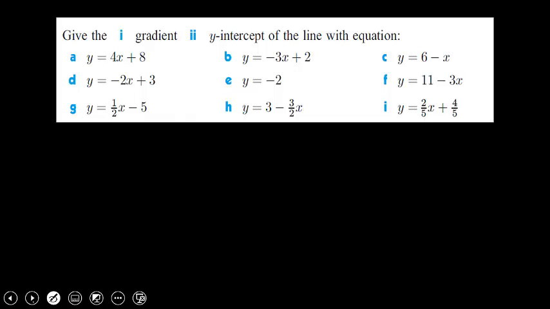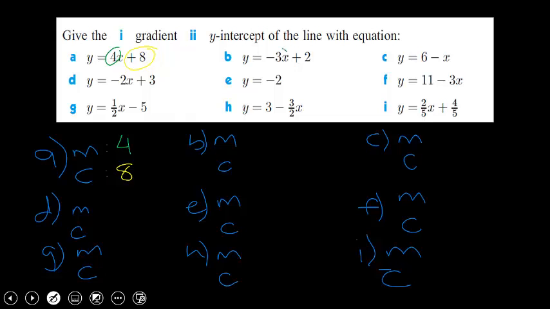So in question A, I'm looking for two things. I'm looking for the m value and the c value. So my m value is going to be 4 and my c value is going to be plus 8. In B, m value and c. Okay, for B, the m value is minus 3, c value is plus 2. C, the m value is going to be in front of the x, so it's minus 1, and my c value is going to be plus 6.